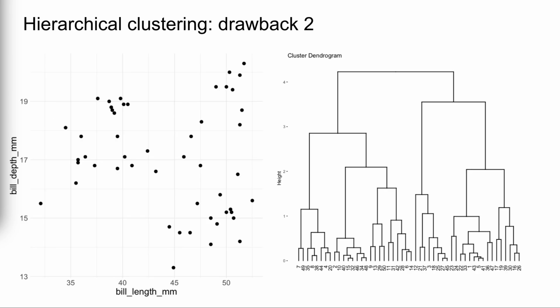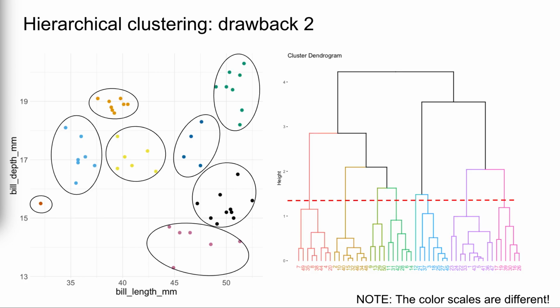To understand the second drawback, let's revisit the penguin data. The plot at left shows the bill depths and lengths for a sample of 50 penguins, and the dendrogram at right displays the hierarchical clustering results based on these two features. Cutting this dendrogram at different heights reveals different clustering results. For example, if we cut the dendrogram at the red dashed line, we split the penguins into 8 clusters. Though the penguins in each cluster do indeed appear to be similar, these 8 clusters also appear to be overly specific. Thus, moving up the dendrogram, we can start combining these clusters, or branches, into bigger clusters, or branches.